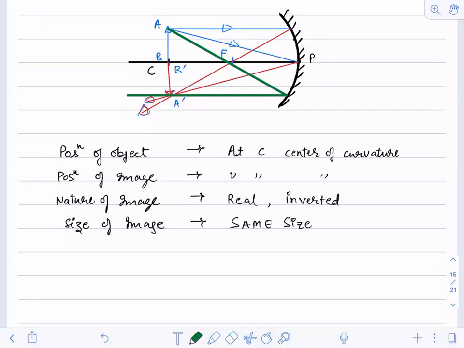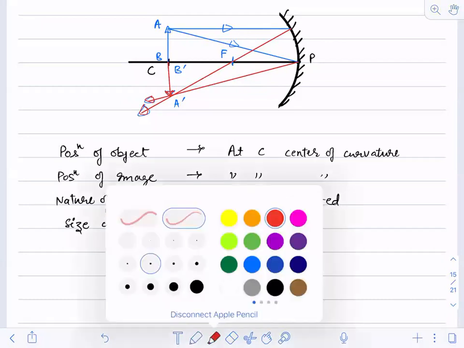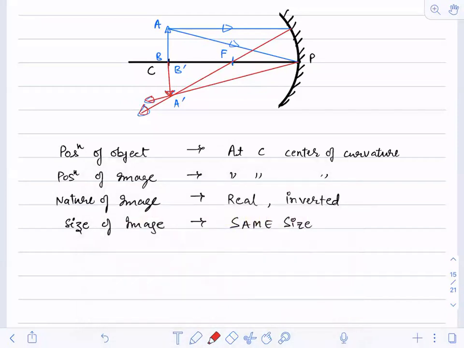Yes, what is your doubt, Guru? How is it a real image? Okay, you are asking that you are not able to understand why I am saying this is a real image. Correct? What I understand is correct. This is the only doubt you have, how I am saying that this is a real image? Yes, Guru.